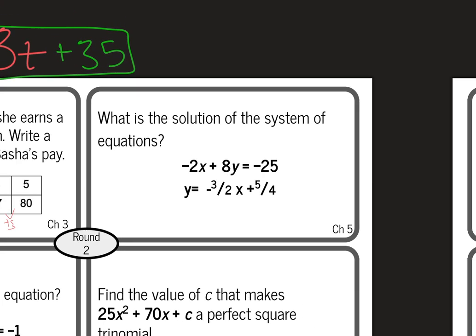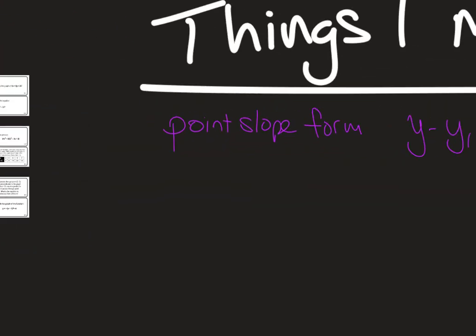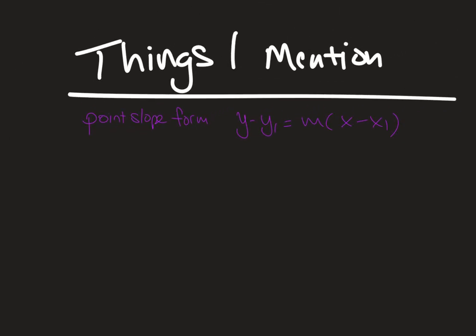What is the solution of the system of equations? Well, we have 3 ways of solving a system. In fact, I'll zoom out over here. We've got 3 ways to solve a system. And instead of pausing and just writing this automatically, I'm going to see if you can figure it out as I do it.